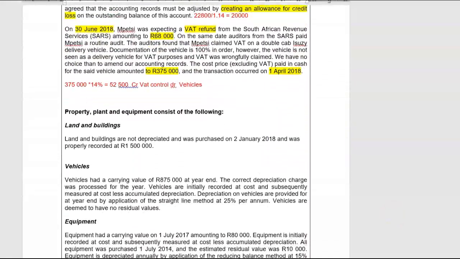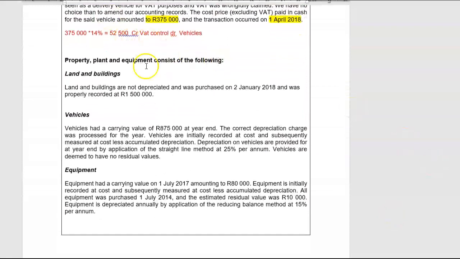The next portion is all about property, plant and equipment. They tell us land and buildings. Land and buildings are not depreciated and was purchased on 2 January 2018, so in the current financial period, and was properly recorded at 1.5 million Rand. So immediately we know that, remember for property, plant and equipment, we only show a one-line item in our statement of financial position. So I'm not allowed to show land and buildings, vehicles, equipment, whatever. I only have one line item, property, plant and equipment.